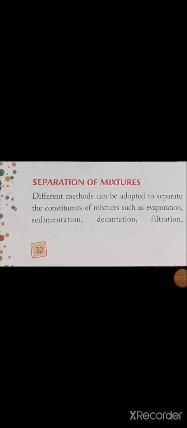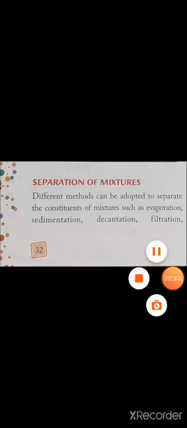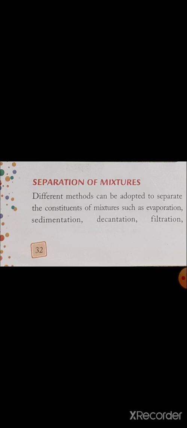Good morning, children. Today we are going to start the second part of chapter 3, that is elements, compounds, and mixtures. Today we will discuss the separation of mixtures. Most of the matter around us is a mixture of two or more components. Mixtures are either homogeneous or heterogeneous.